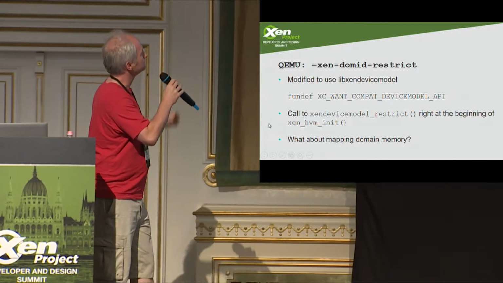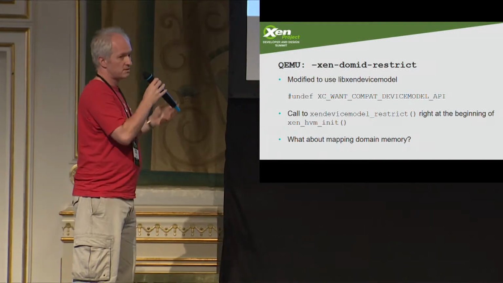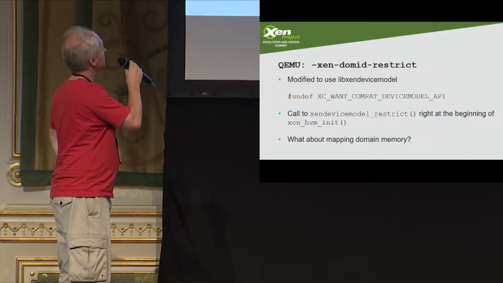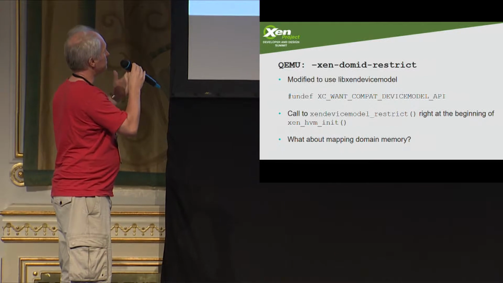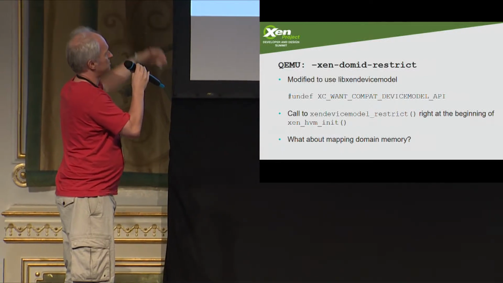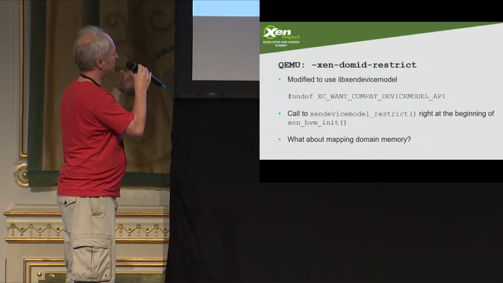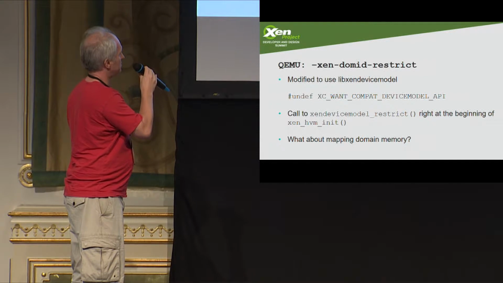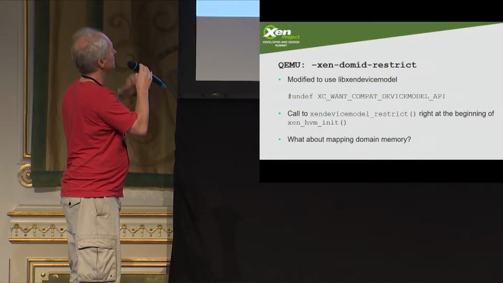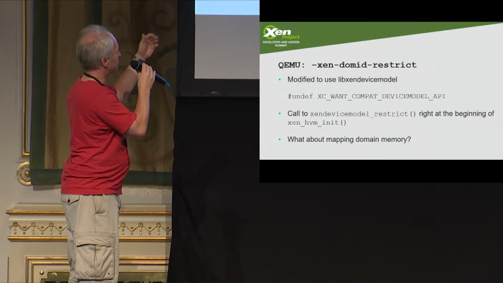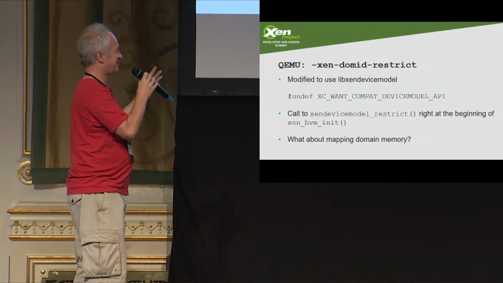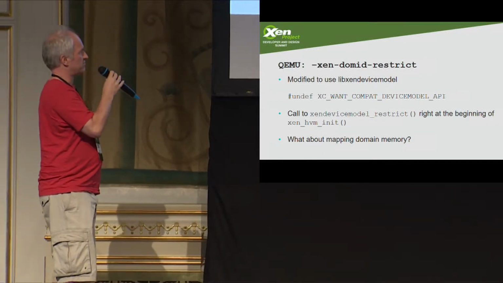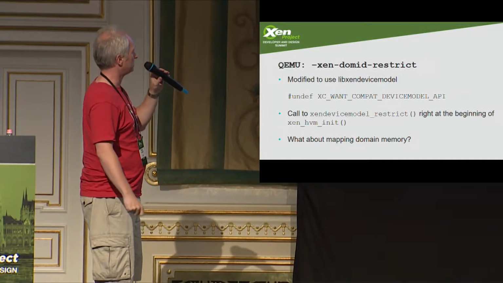Next layer, QEMU itself. Now, this is upstream. QEMU takes a new xendomid restrict argument on the command line. It has been modified to use libxendevicemodel, so that involves essentially undefining a flag which removes the compat layer from libxencontrol, and then it now uses the xendevicemodel calls directly. It voluntarily restricts itself right at the beginning of HVM init, so essentially nothing happens before it's restricted itself, so it's already restricted its attack surface by the time the guest gets hold of it.